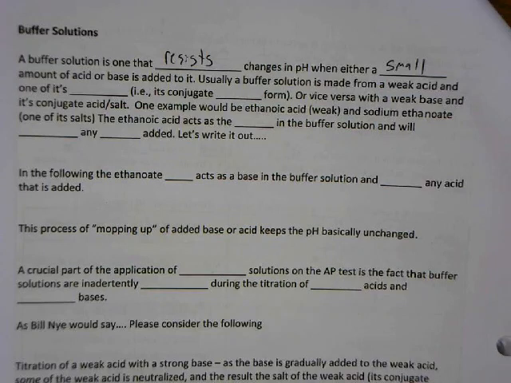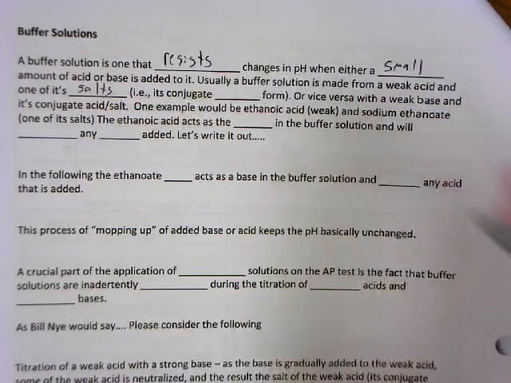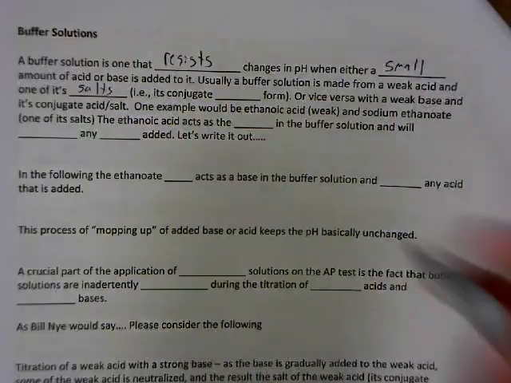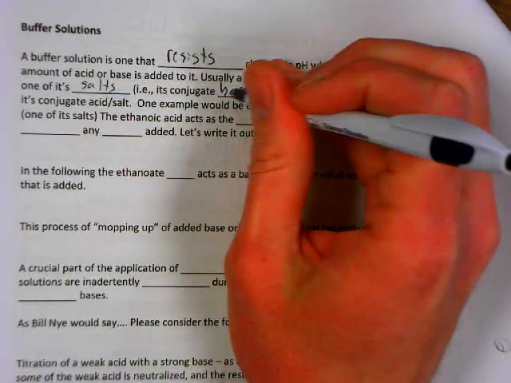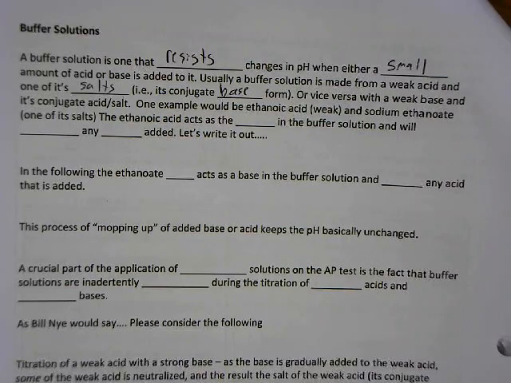Usually a buffer solution is made from a weak acid and one of its salts, which is just the conjugate base. So you'll hear a salt interchangeable with the conjugate base a lot. The salt is what you end up with. Or vice versa, with a weak base and its conjugate acid or salt.